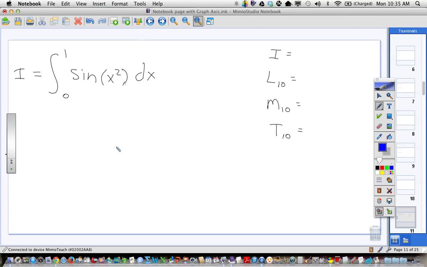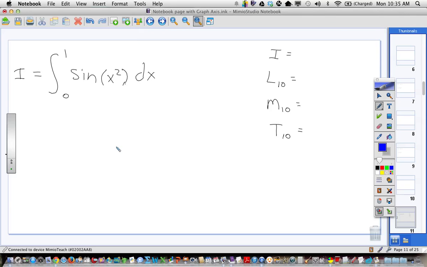All right, so here's our integral. Sine x squared, and get your calculators out now. Sine x squared from 0 to 1. You can't do an antiderivative. You can't do geometry on this because it's some weird function. We have to do an approximation. So we're going to do a left approximation with 10 rectangles. We're going to do an L10, which means we automatically get to use that area document.